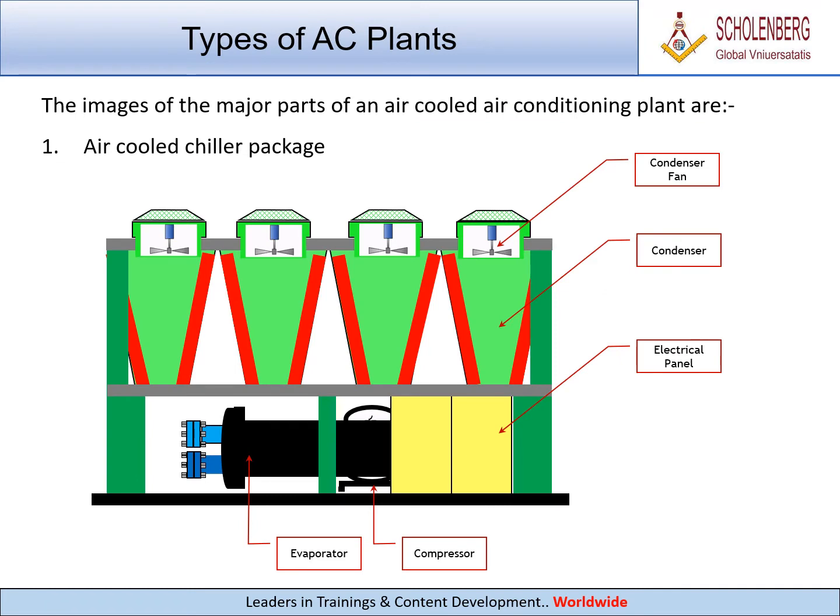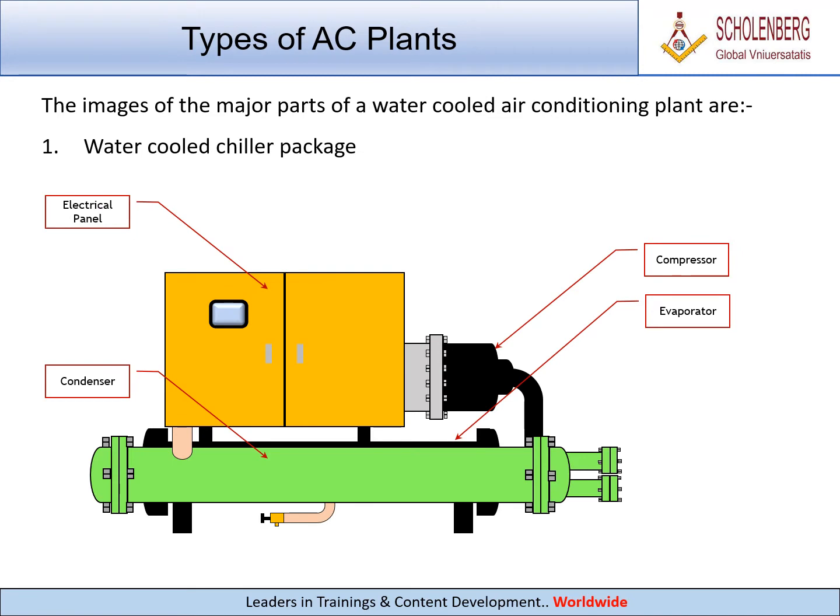The images of the major parts of an air-cooled air conditioning plant are: 1. Air-cooled chiller package. The images of the major parts of a water-cooled air conditioning plant are: 1. Water-cooled chiller package.